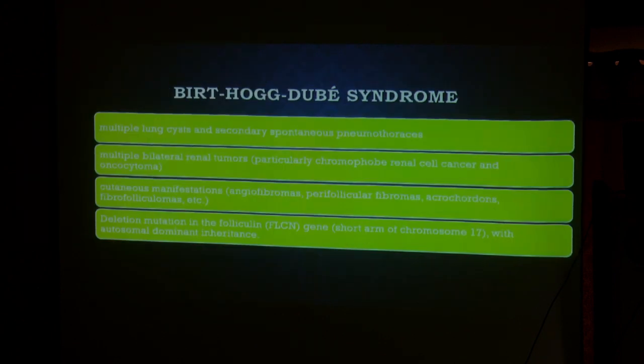Excellent. So, here the patient will be having multiple lung cysts. Spontaneous pneumothorax can be there. Bilateral renal tumors may be present. Usually it may be either chromophobe cell renal carcinoma or oncocytoma. Cutaneous manifestations like angiofibroma and perifollicular fibromas can be seen. It is because of the deletion of the short arm of chromosome number 17, that is, the folliculin gene.